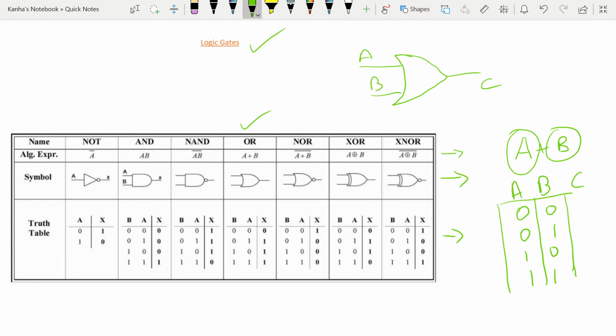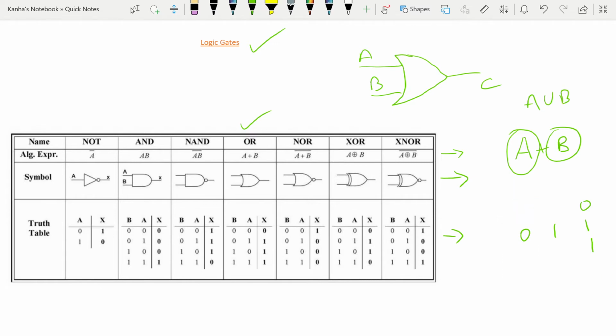So when 0, 0 happens, you get 0 here. But if B is there and A is not there, you will still get a 1. If A is there and B is not there, you will still get a 1. And when both are there, you will still get a 1. So you can remember that this is similar to the A union B expression. But you should remember the Boolean expression for this, which is A plus B.